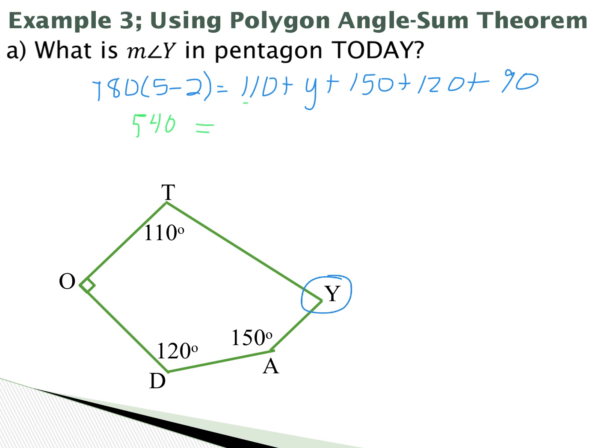And then if I add all the numbers together on the right side, I get 470 plus y. So I'm solving for y because I want to find the angle y. So I'm going to subtract the 470 over. And y equals 540 minus 470, which is 70 degrees.